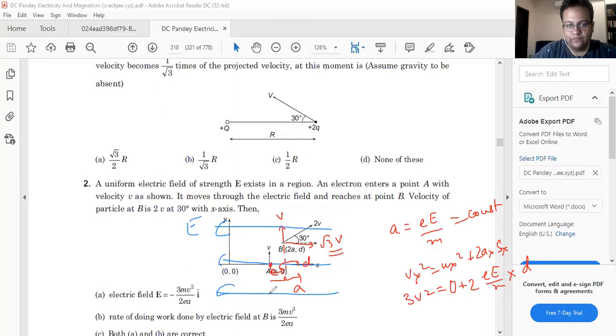So you get it as 3mv square by 2ed. That is the value of E, and it is in the negative y direction. We had already concluded the negative y direction because of how the electron was accelerating. The magnitude of E is 3mv square by 2e into a. Sorry, this distance is a. Horizontal distance is a, vertical distance is b. Horizontal distance a is what we are interested in.